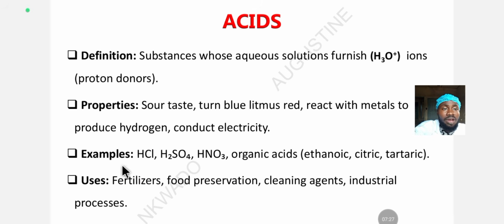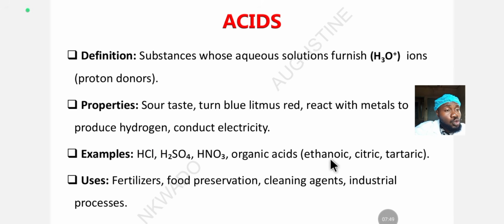Now, what are the examples of acid? We have hydrochloric acid, a very strong acid. We have H2SO4, which is sulfuric acid. We have HNO3, nitric acid. All these are inorganic acids. We also have organic acids, and the organic acids include ethanoic acid, citric acid, and tartaric acid.